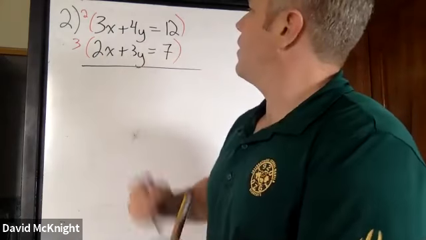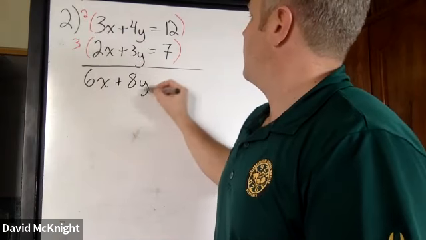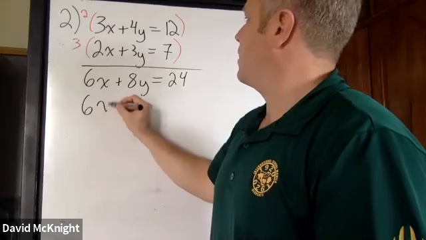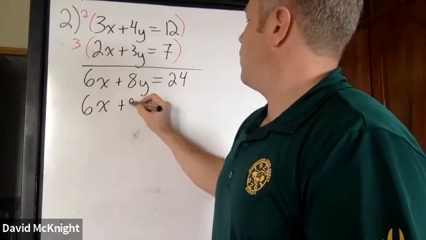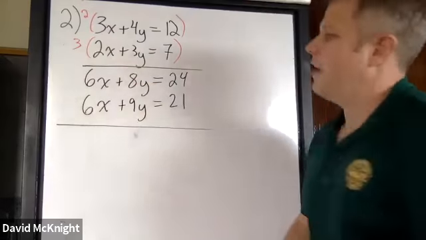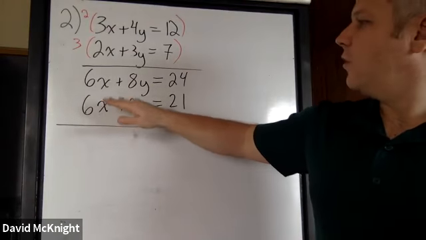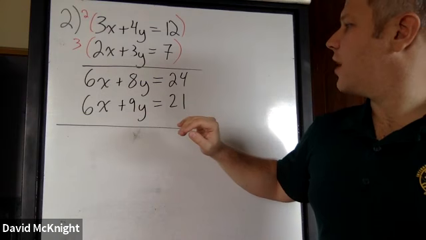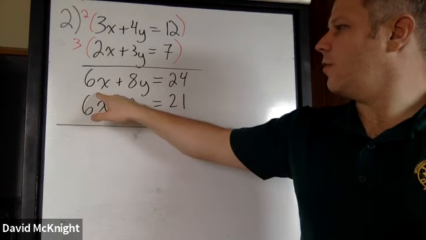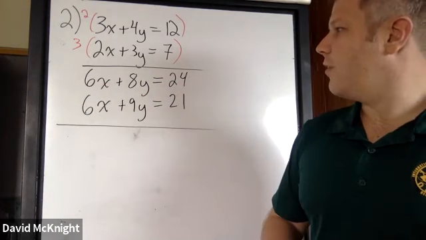So let's go ahead and rewrite that. So that's going to be 6x plus 8y is equal to 24. In this case, again, 6x plus 9y is equal to 21. Okay, now we're ready to do some elimination here. If we subtract one of these equations from the other, we're going to end up getting rid of one of the variables. So let's go ahead and do that. It doesn't really matter which one I subtract from the other.